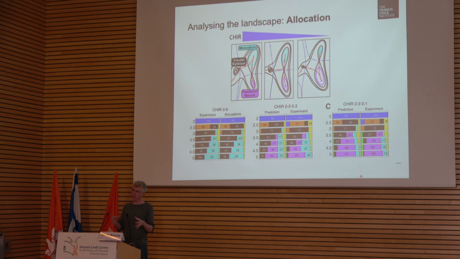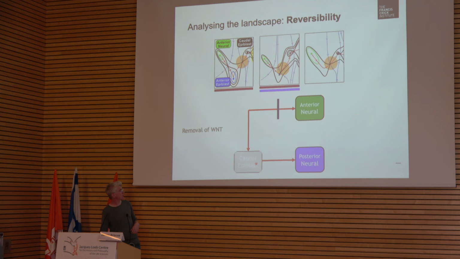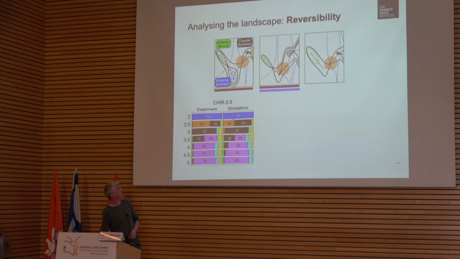And I think a more interesting example of this is exemplified here. If we look at the relationship between the epiblast cell fate and the caudal epiblast identity. So in our training data set, we found that 24 hours of exposure to Wnt signaling was enough for the epiblast to bifurcate, so the epiblast cell fate disappeared, and the cells adopt a caudal epiblast identity. Then if Wnt signaling was removed, those caudal epiblast cells become posterior neural. And that was in the training data set and gave rise to simulations which corresponded to the training data.